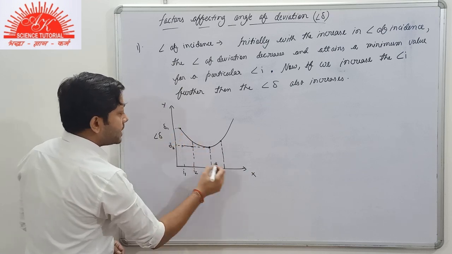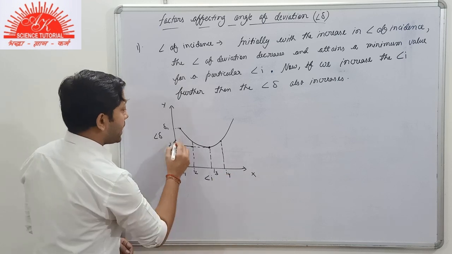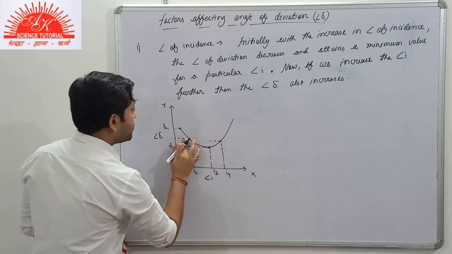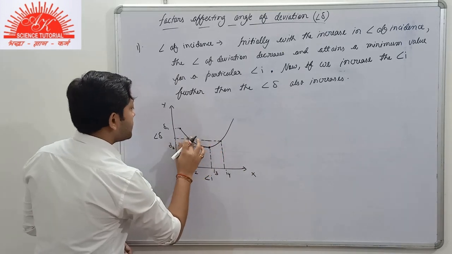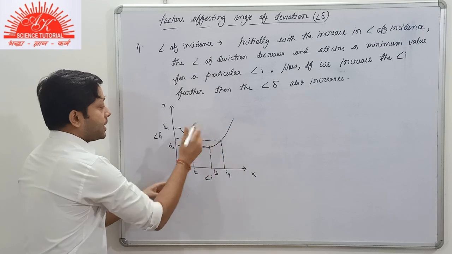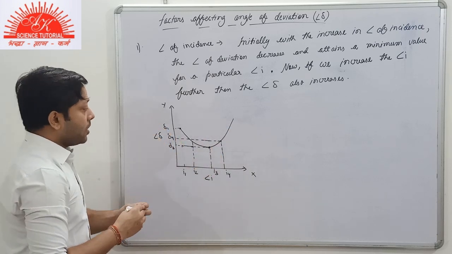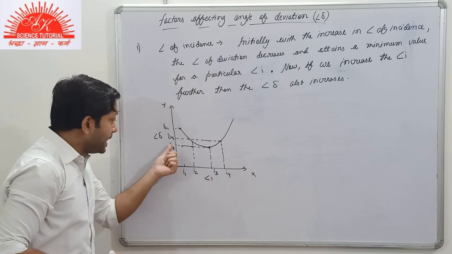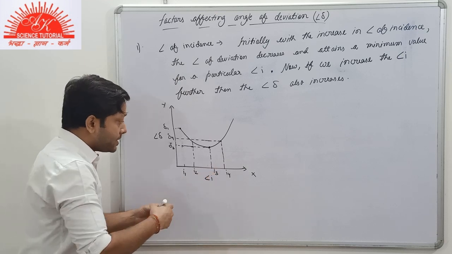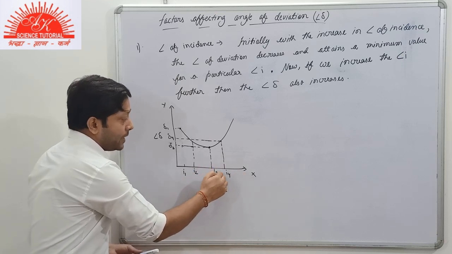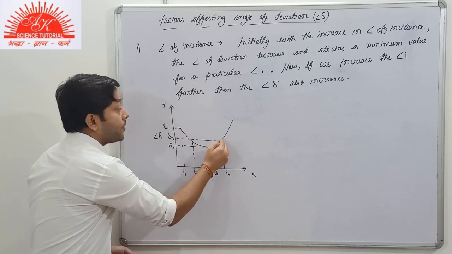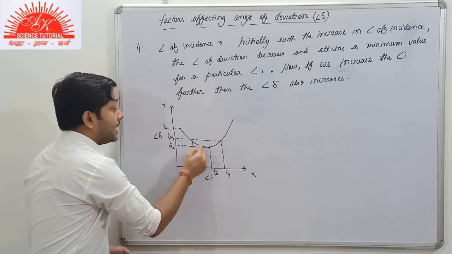If the angle of incidence is increased further, suppose that this is I4 angle of incidence, then for this angle of incidence, what do we observe here? The angle of deviation starts to increase again. Suppose this is delta 4. Now as you can see here, for I3 the delta 3, the angle of deviation was minimum, but if we increase the angle of incidence further beyond this range, that is from I3 to I4, then what do we conclude? The angle of deviation again starts to increase. Here delta 4 is greater than delta 3.